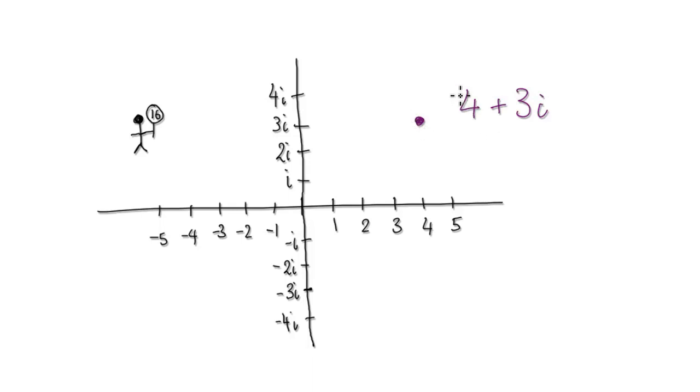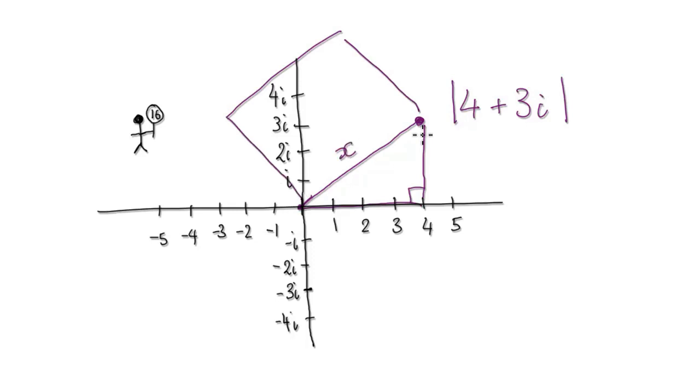Well, I could ask you, what is the absolute value of this number here? So the absolute value of it is really the distance away from the origin. To work out the distance away from the origin, you have to use Pythagoras. So you can see a right-angled triangle here. Your job is to find x, the distance away from the origin. So this length here is 3.